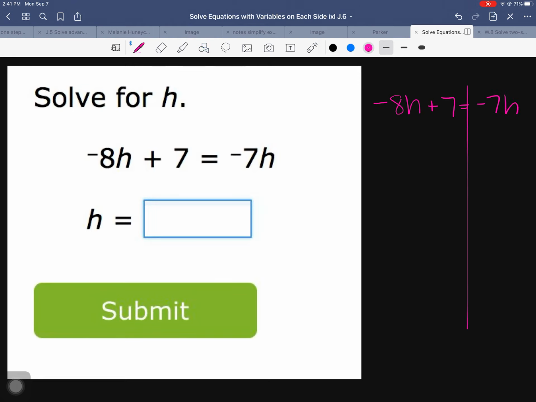All right, if I'm looking at this problem, if I try and move my negative 7h to this side, there will be nothing left on that right-hand side. So we don't always have to take our variables to the left-hand side. In this case, if I move my negative 8h to the right-hand side, then I will have constants on one side, meaning 7, and I will have my variables on the other side. So I'm going to add 8h. I'm left with 7 equals 1h, so h equals 7.